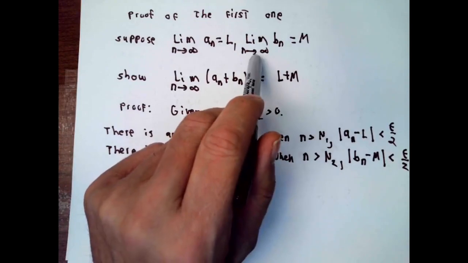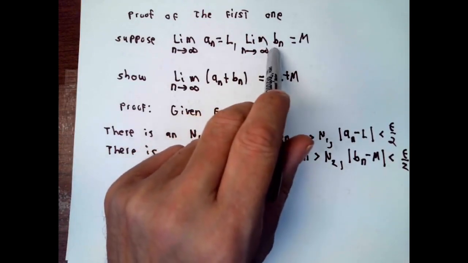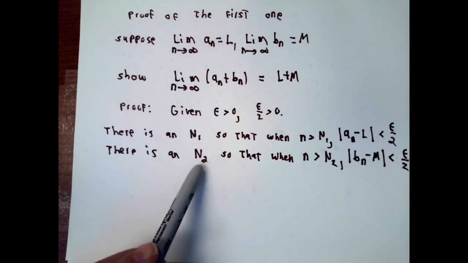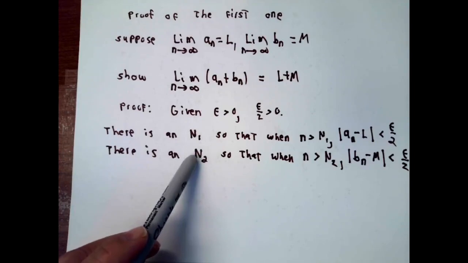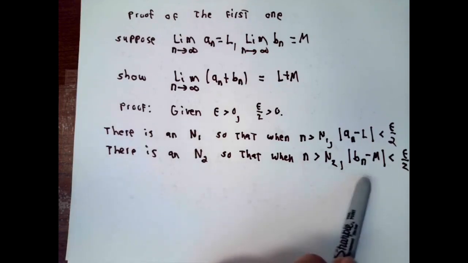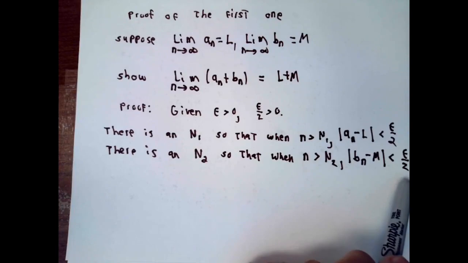The limit as n tends to infinity of bn equals m means there's an index, n2, which might be the same as n1, or might be bigger than it, or might be smaller than it, so that when n is bigger than n2, the distance on the number line from bn to m is less than this positive number, epsilon over 2.